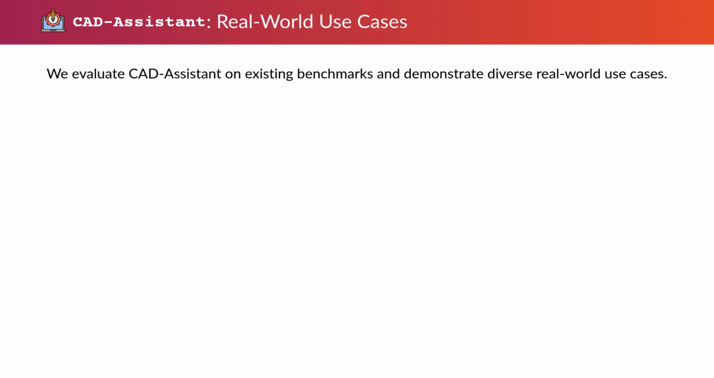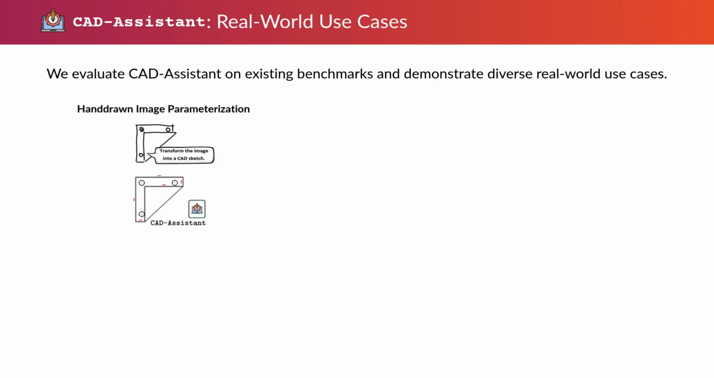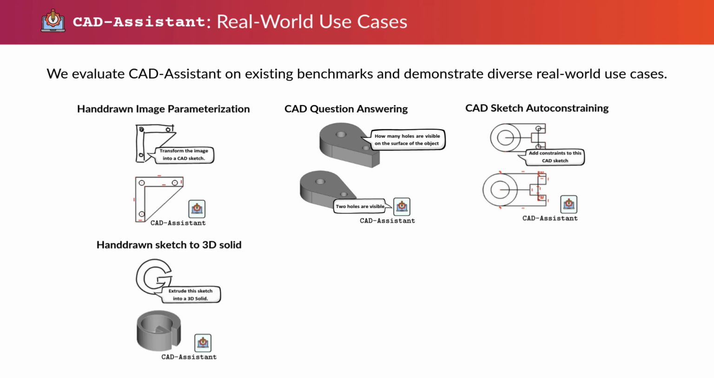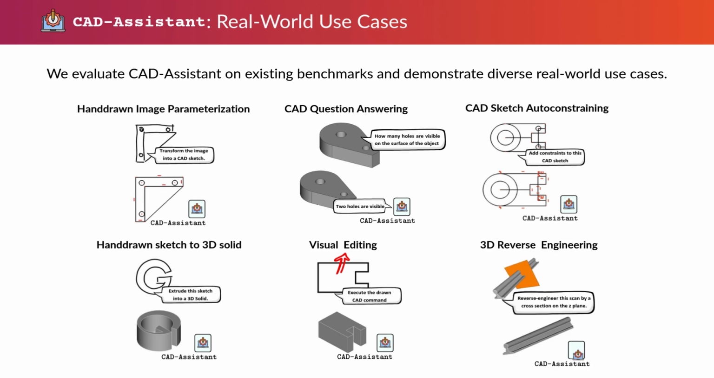We evaluate our method on hand-drawn image parameterization, CAD question answering, and CAD autoconstraining. Beyond these benchmarks, we also demonstrate real-world use cases such as generating 3D solids from hand-drawn sketches, processing drawn CAD commands, and performing 3D reverse engineering through cross-section parameterization.